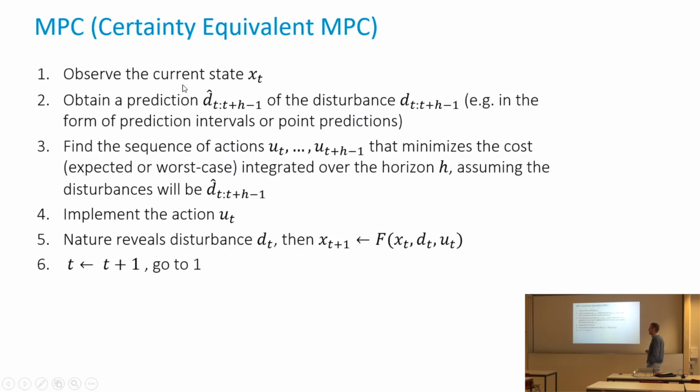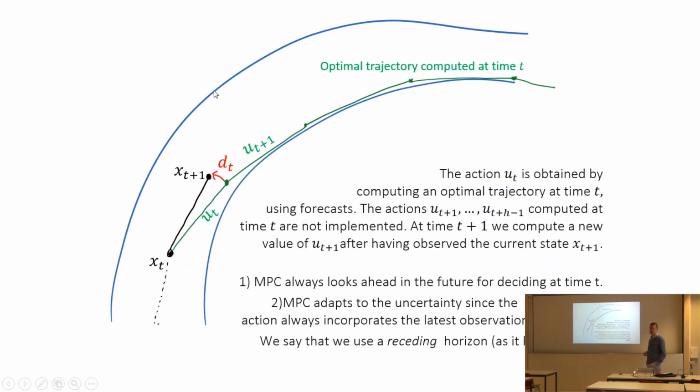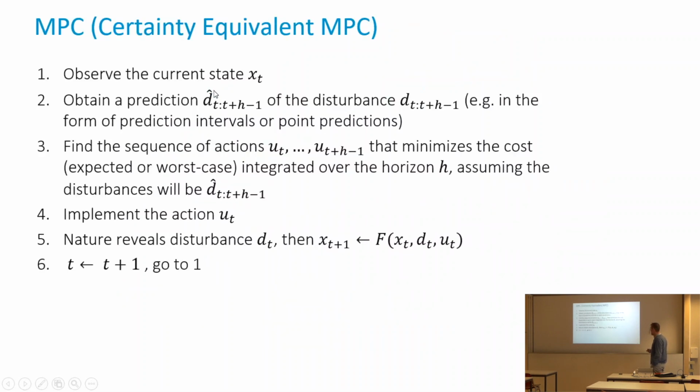We'll see another form in 1 hour of MPC. Certainty equivalent means we do a prediction for the future disturbance. Then we have a fixed horizon, h, number of times over which we do the prediction. For example, in the case of a house, that could be 1 or 2 days. We need to anticipate what happens in the coming 24 hours, for example.